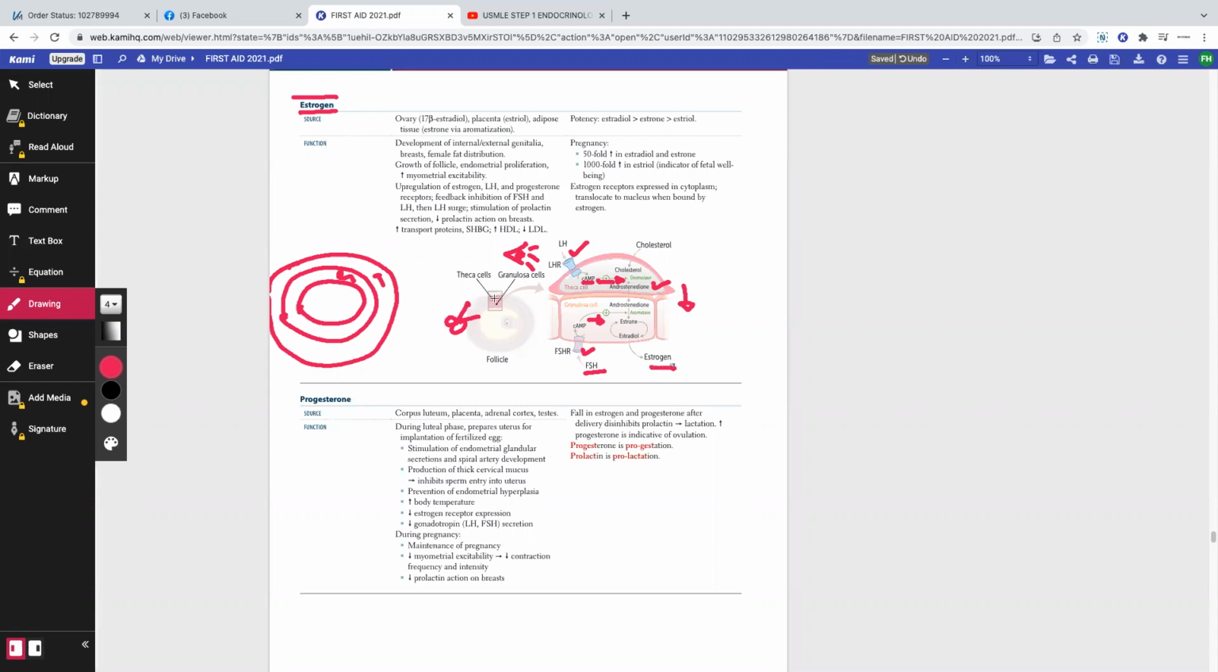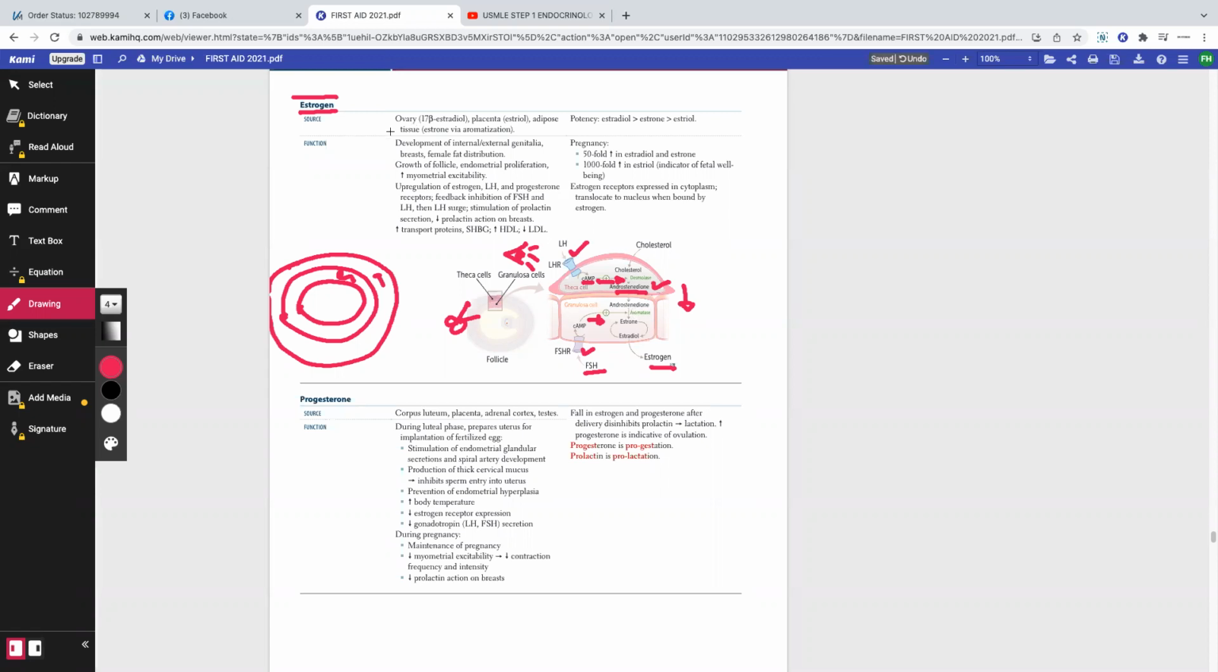So very quickly, there are two types of questions. LH receptors are in which cell, theca cells or granulosa cells? The answer is LH receptors are in the theca cell. FSH receptors are in which cells? The answer is FSH receptors are in the granulosa cells. Then, which substance will move from the theca cell to the granulosa cell? The answer is androstenedione.